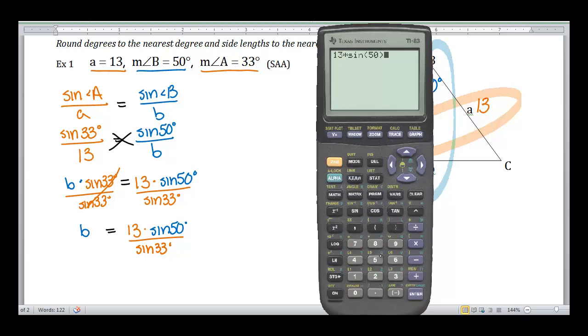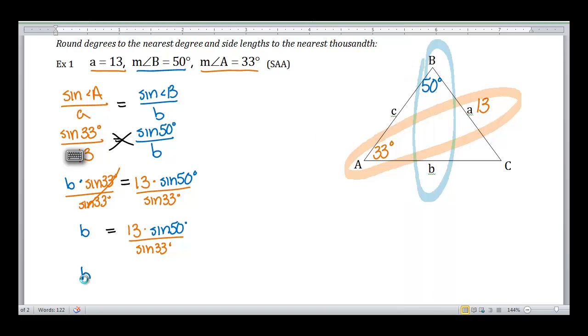At this point, I would recommend we press enter, but don't round it, don't clear it out. We're going to take this entire value and divide by the sine of 33. So remember, the ANS means it's taking my previous value and putting the entire thing into the numerator, divided by sine 33. Once I press enter, that should be our side length for side B. If I round this, it looks like it's going to round to 18.285. Again, please round your side lengths to 3 places, the nearest thousandth.